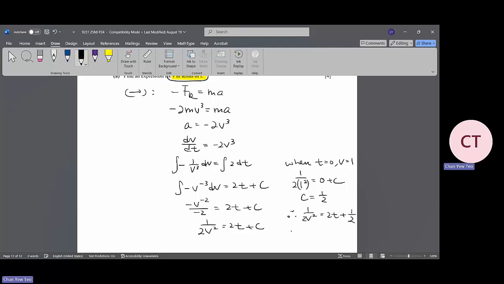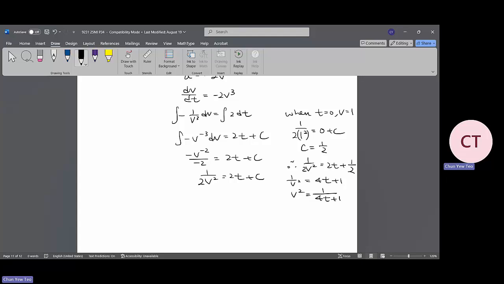Okay, then you multiply everyone by 2. You get 1 over v squared is equal to 4t plus 1. Then your v squared is equal to 1 over 4t plus 1. But we want v in terms of t. Okay, so your v will be positive or negative 1 over the square root of 4t plus 1.